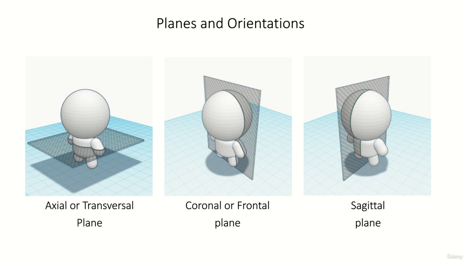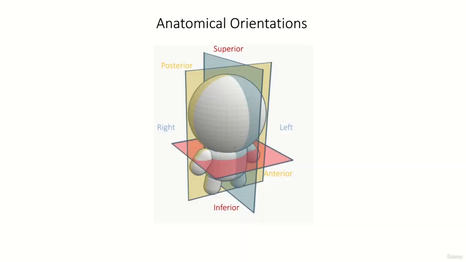Alright, let us now conclude this lecture by talking about the anatomical orientations. In this figure, you can find a summary of the three different orientations, but this time with a description of some anatomical planes. During this course, we will only use the following 6 directions.